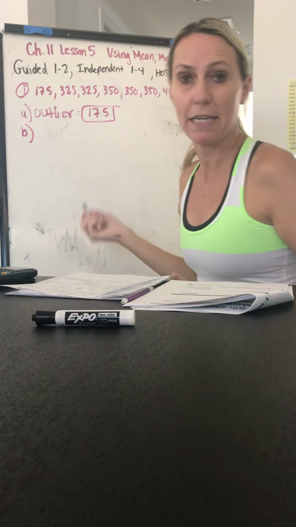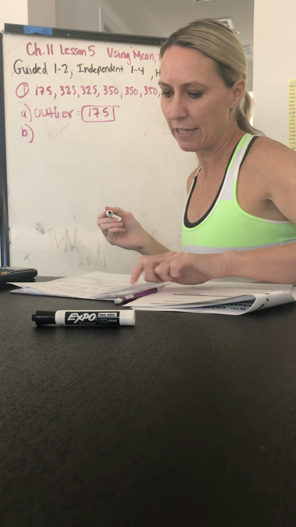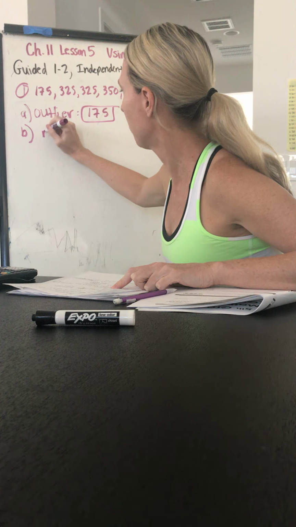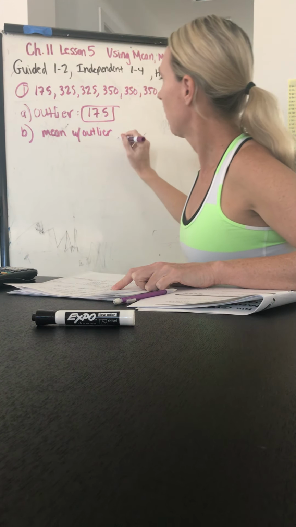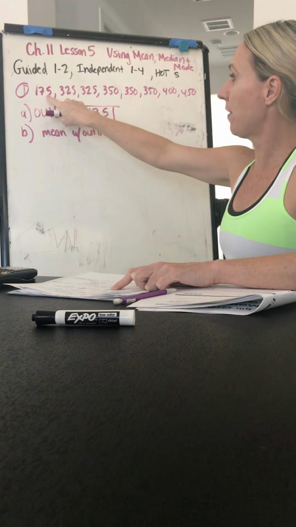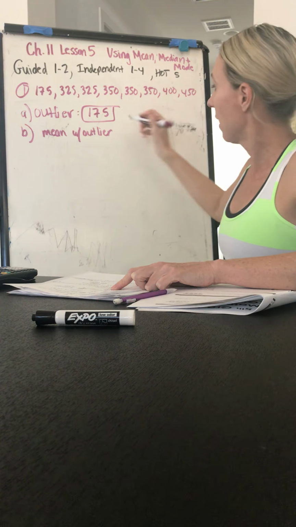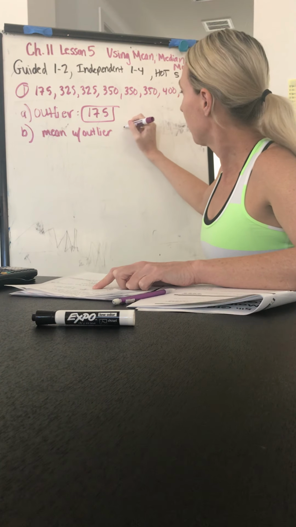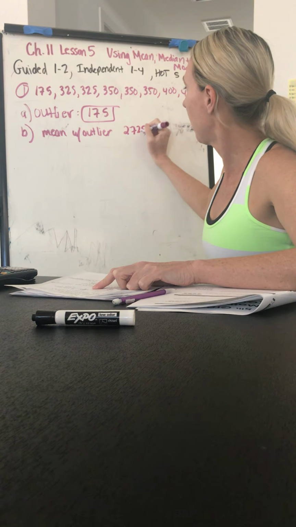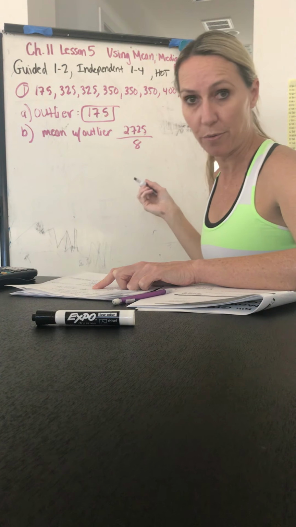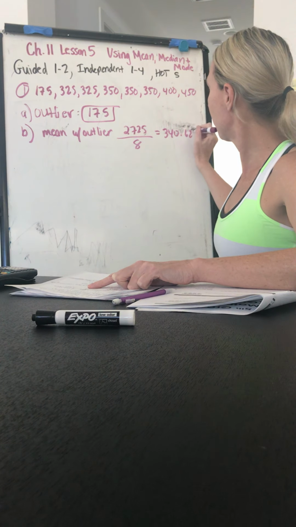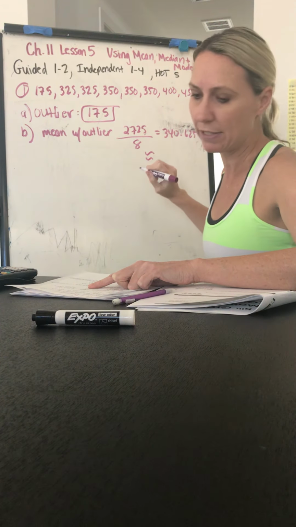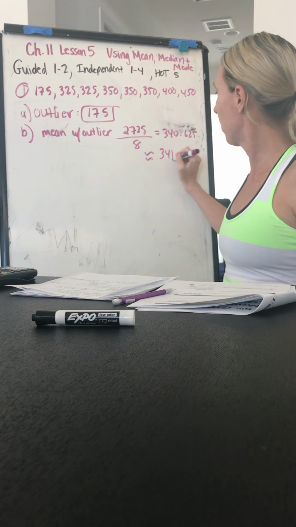Okay, then B, how does this outlier affect the mean, median, and mode? So the first thing is let's find the mean with the outlier. Okay, so if I include the outlier, 175, I'm going to add all of these up, okay? And when I do that, I get 2,725, and I'm going to divide it by how many numbers there are, which is 8. And I get 340.625, or approximately, I'm going to use my squiggly equals, 341. This is the mean.